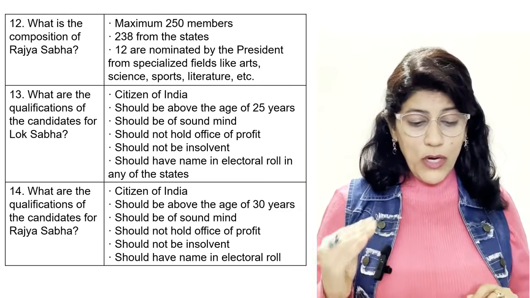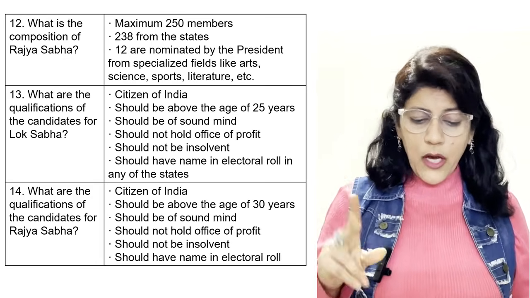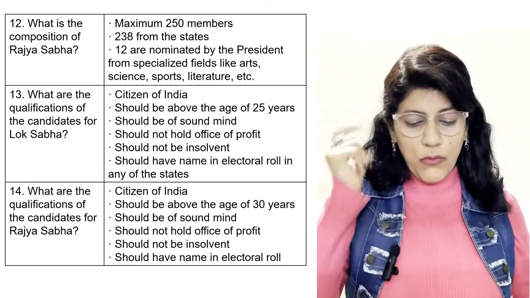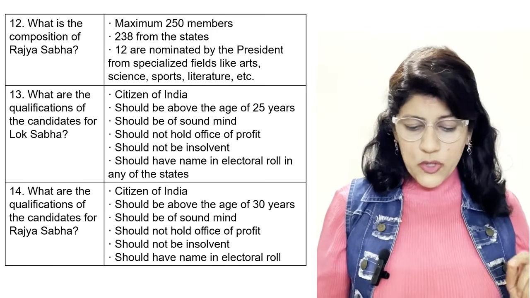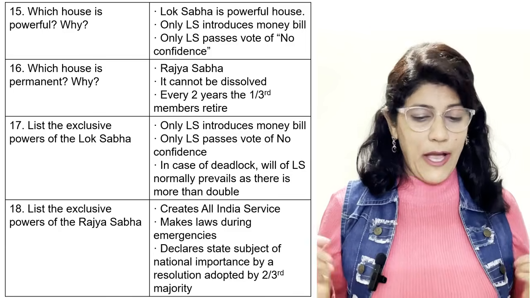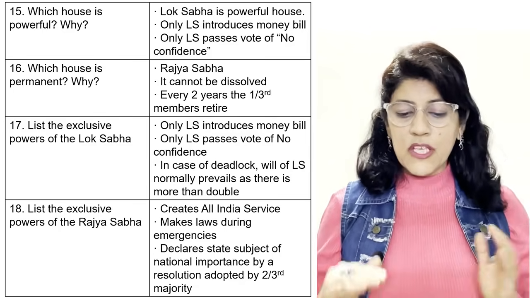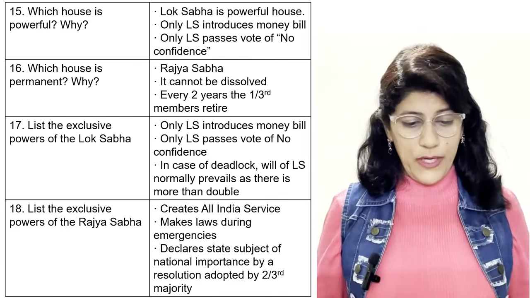Next is, what are the qualifications of the candidate for Rajya Sabha? Citizen of India, should be above the age of 30 years, should be of sound mind, should not hold office of profit, should not be insolvent, should have name in electoral roll. Which house is powerful and why? Lok Sabha is powerful house. Only Lok Sabha introduces money bill. Only Lok Sabha passes vote of no confidence.